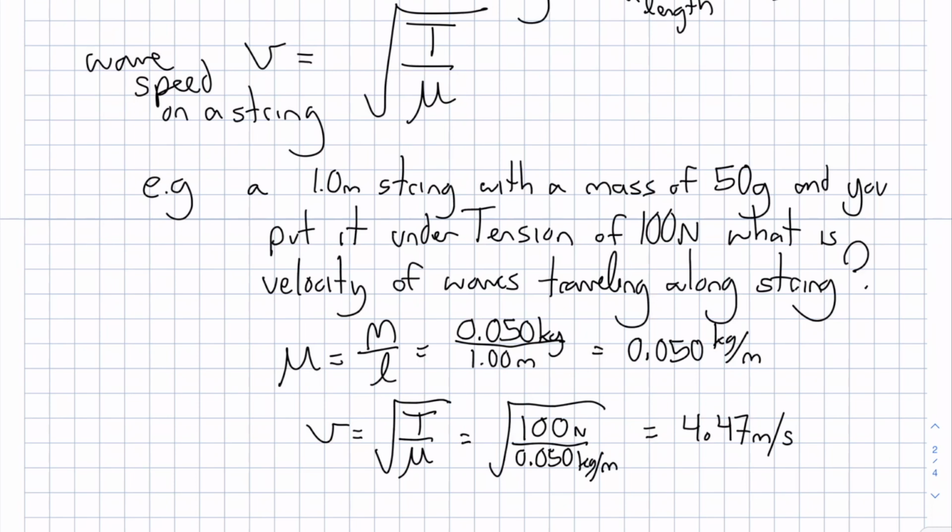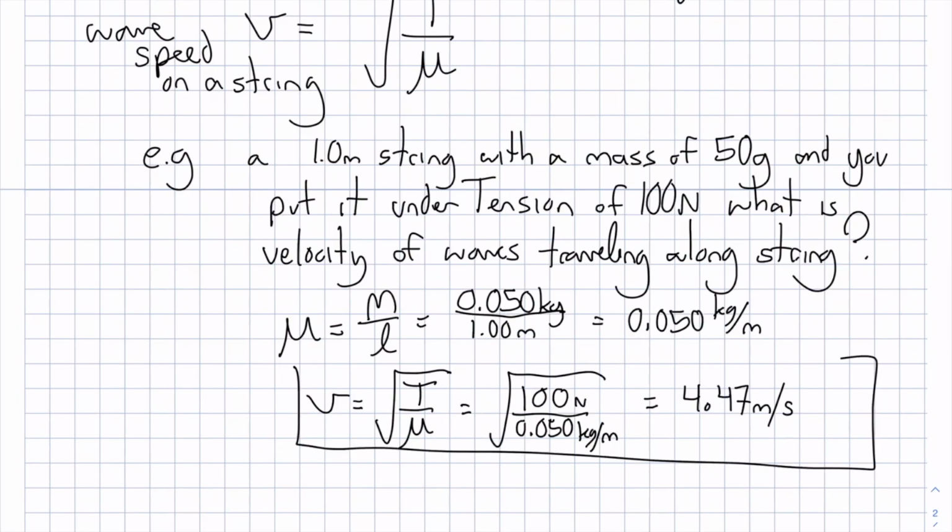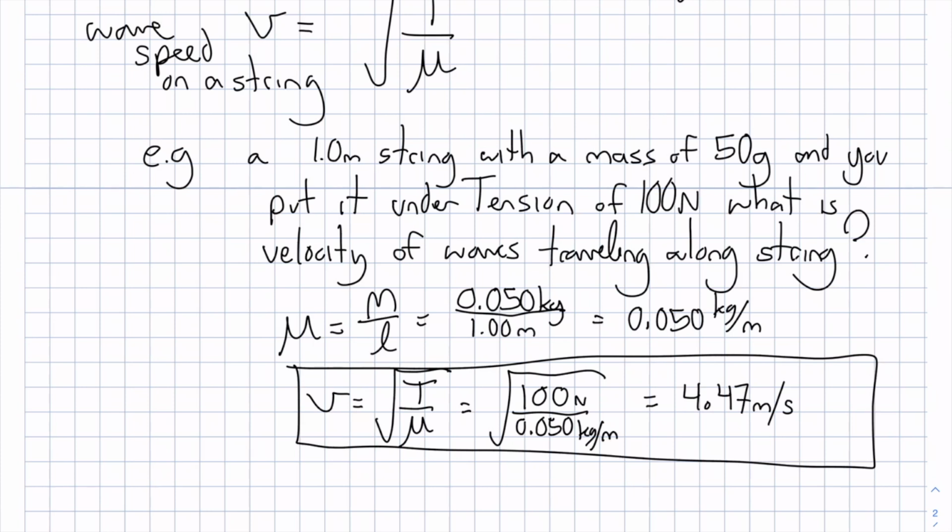4.47 meters per second. If you were to go ahead and pluck that string that was held at 100 newtons, any waves that travel along the string, any vibrations due to you plucking it, are going to be moving at about 4.47 meters per second. We now have a way to set up strings in order to have waves go through.